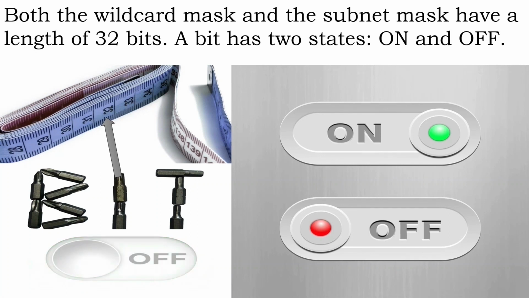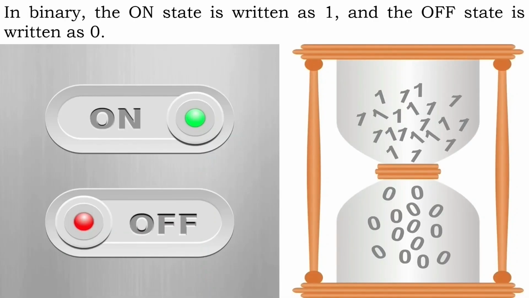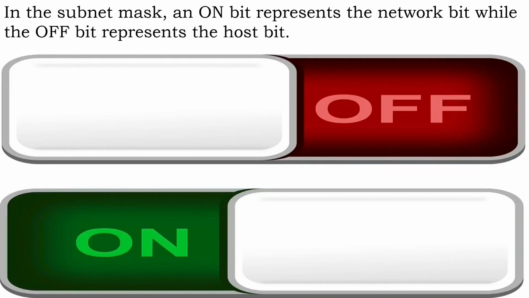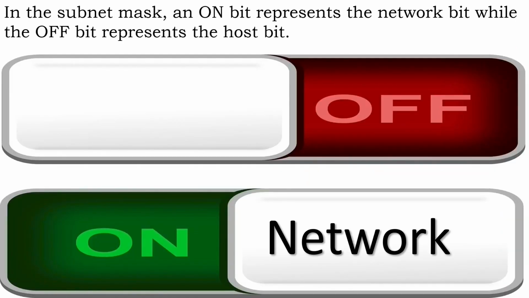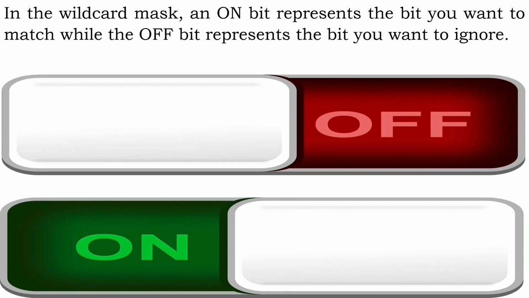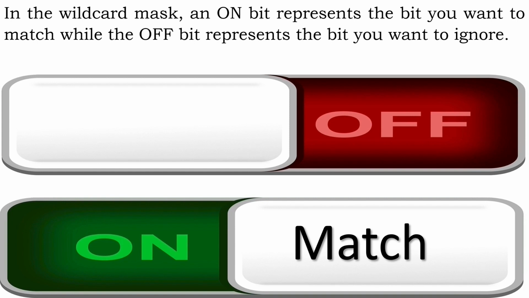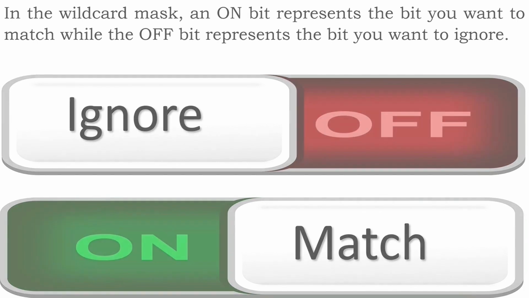Both the wildcard mask and the subnet mask have a length of 32 bits. A bit has two states, on and off. In binary, the on state is written as 1, and the off state is written as 0. In the subnet mask, an on bit represents the network bit while the off bit represents the host bit. In the wildcard mask, an on bit represents the bit you want to match while the off bit represents the bit you want to ignore.